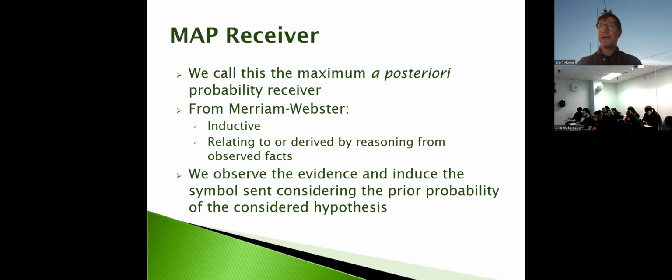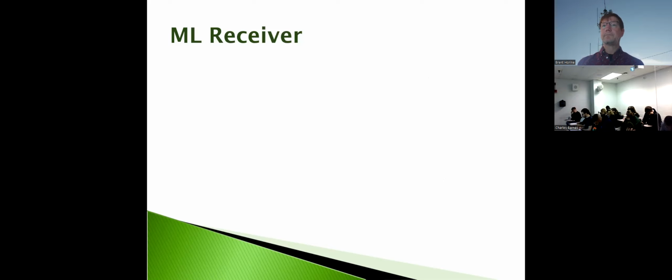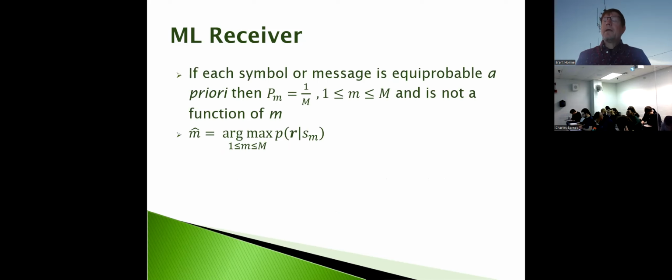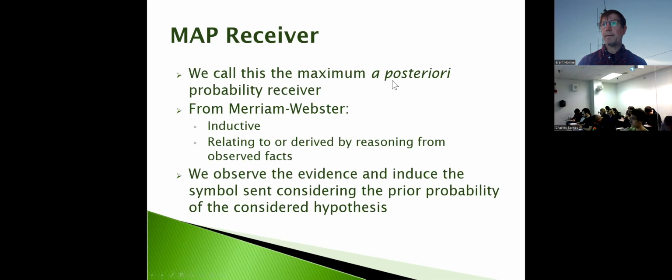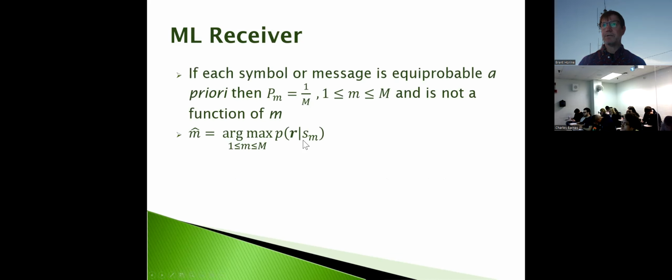Okay, that's inductive. Relating to or derived by reasoning from observed facts. We observe the evidence and induce the symbol sent, considering the prior probabilities of the considered hypothesis. All right. Now, so that's an important concept here. We also have this ML receiver, which is a specialized case of the MAP receiver. Okay, so MAP stands for this maximum a posteriori probability receiver.